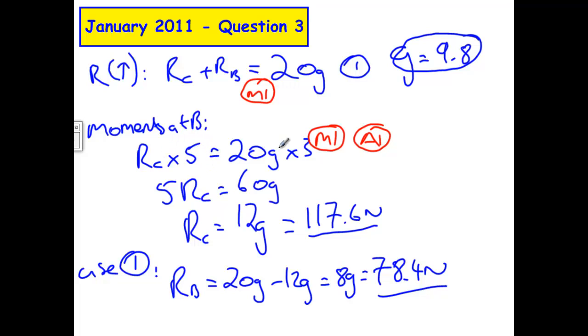Now you will also get an accuracy mark if you do the correct moments equation, because sometimes these can be fairly easy to make a mistake on. And you would get the other two accuracy marks for solving each equation to get the value of RC and the value of RB. So in total, there is 5 marks. Now moving on, there's a second part to this question.